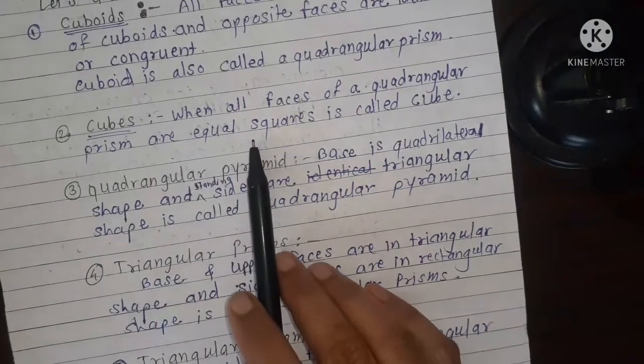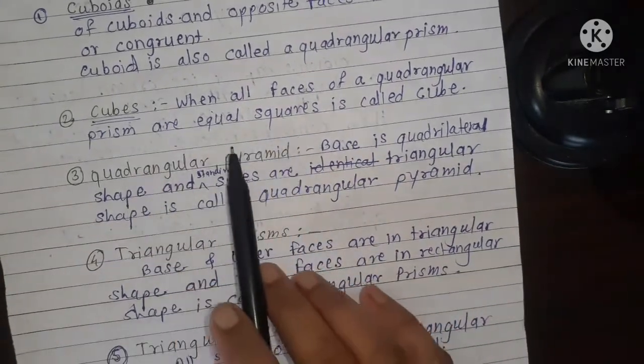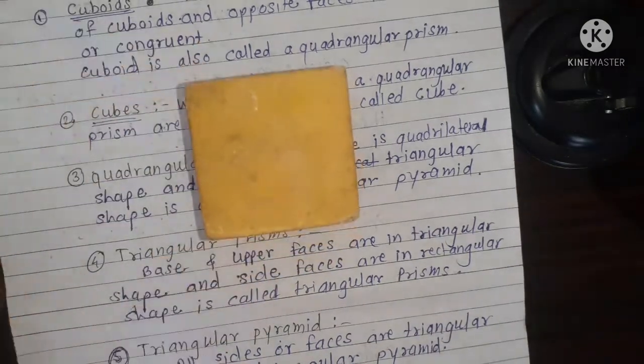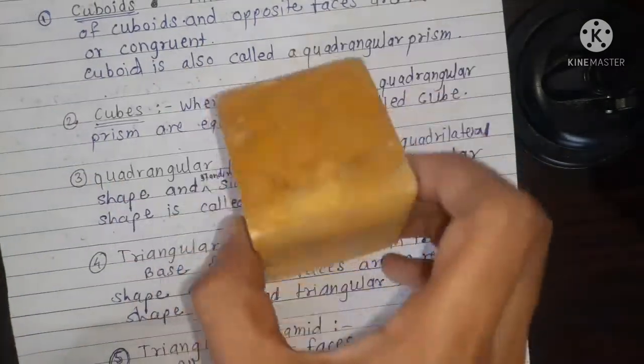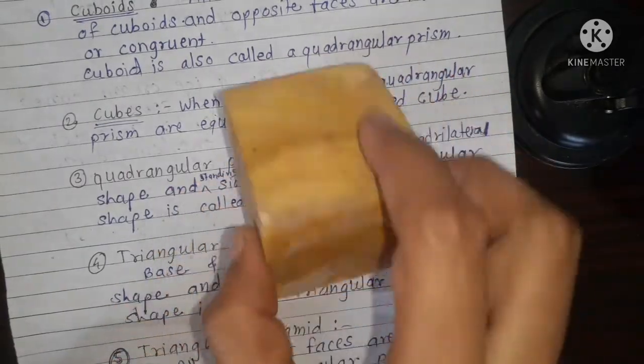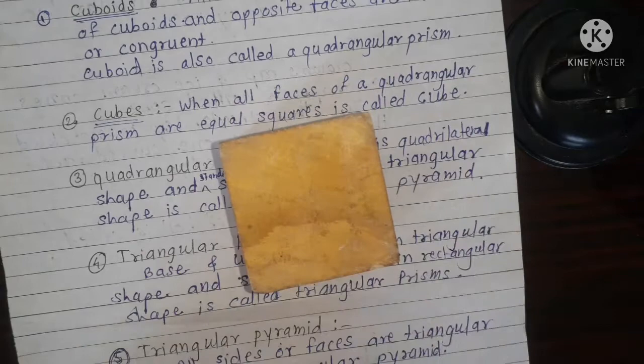Cubes. When all faces of a quadrangular prism are equal squares, it is called a cube. This is a cube because all faces are square shaped. So it is called a cube.